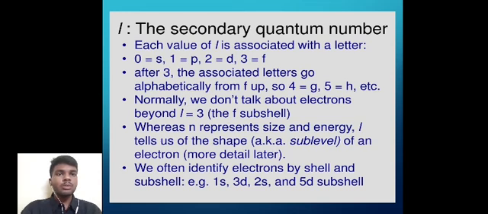etc. Normally we don't talk about electrons beyond l equals 3, the f subshell, whereas n represents size and energy. l tells us the shape of the sublevel of an electron. More detail later. We often identify electrons by shell and subshell. Examples: 1s, 3d, 2s, and 5d subshell.